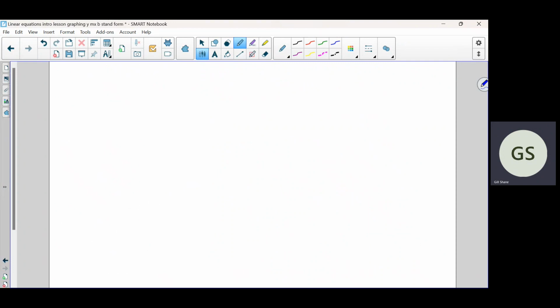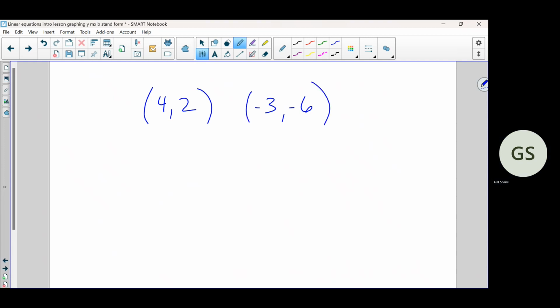Here's what we're doing today. Today, I want you to solve for the equation of a line, but they're giving us 2 points. What if a line went through (4, 2) and then goes through (-3, -6)? I want you to create an equation of a line for that.